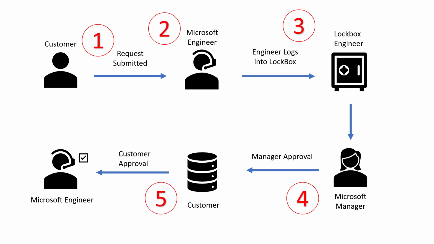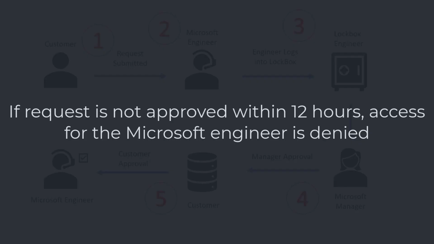After receiving the request notification, the organization's approver signs into the Microsoft 365 Admin Center and approves the request. This triggers the creation of an audit record in the audit logs. Now, it's important to note that if the approver rejects the request or doesn't approve the request within 12 hours, the request expires and then no access is granted to that Microsoft engineer.